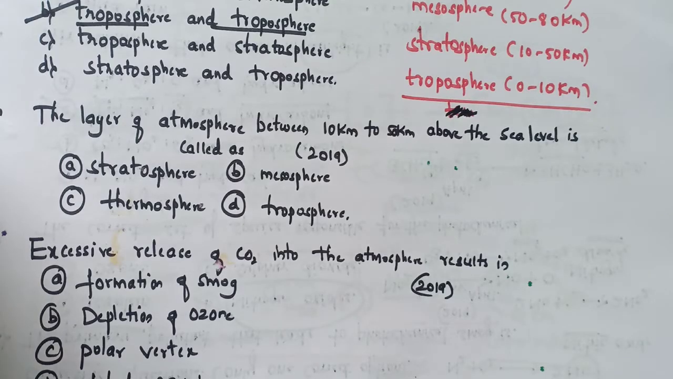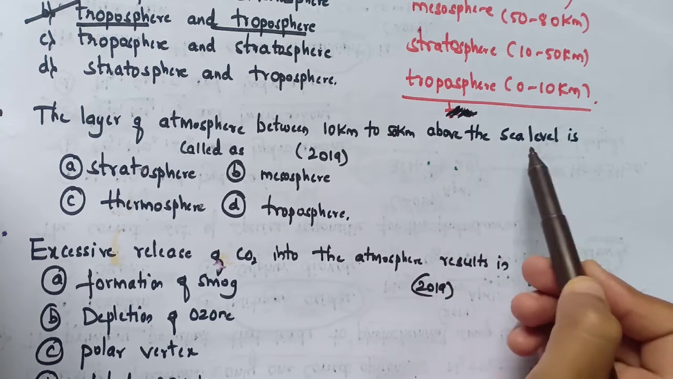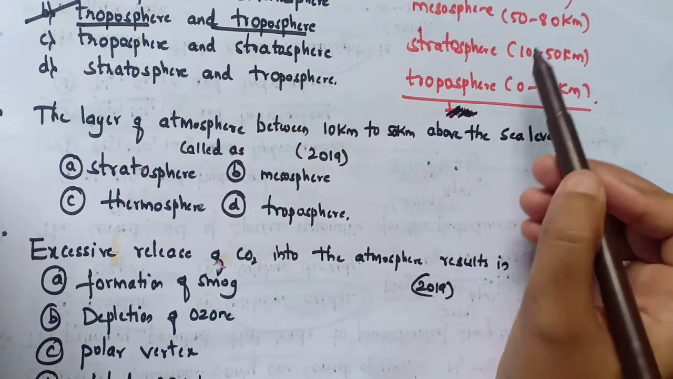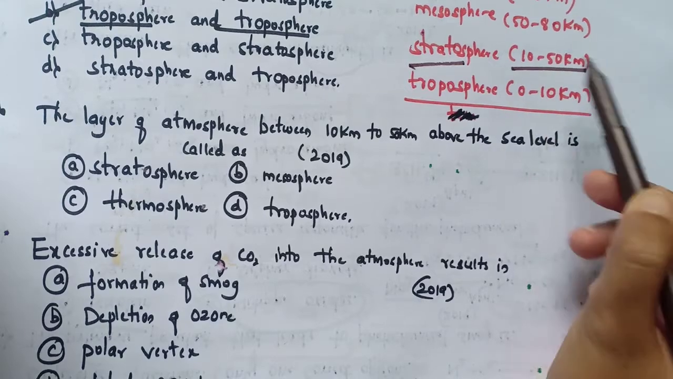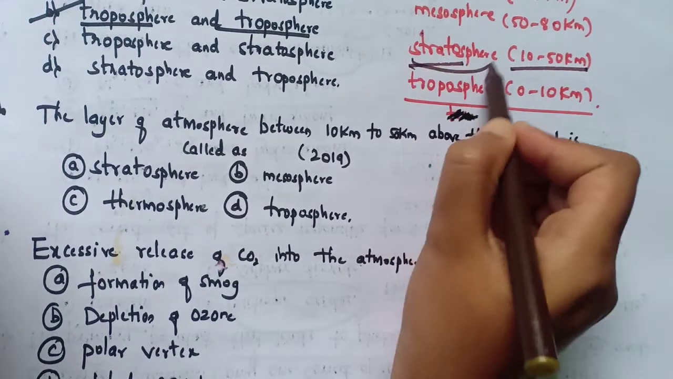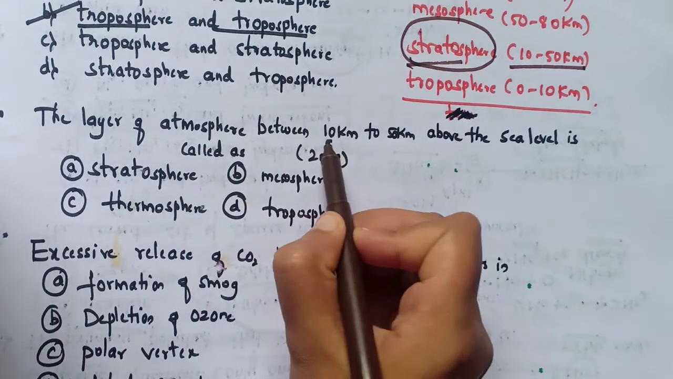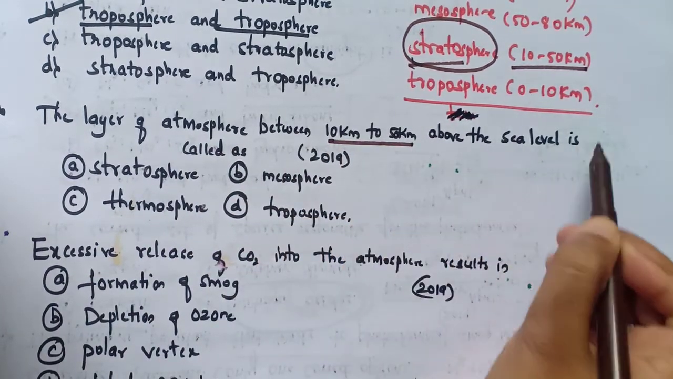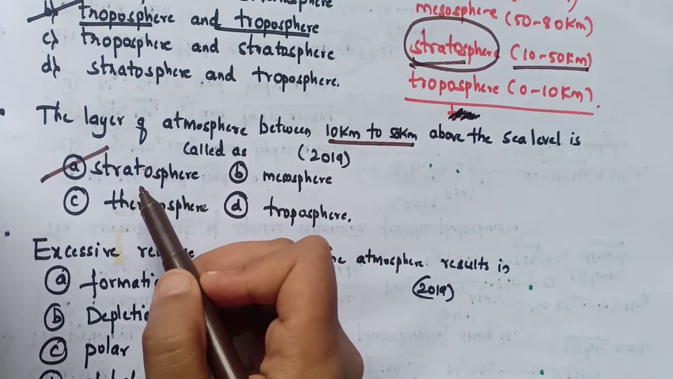And the fifth question is, the layer of atmosphere between 10 kilometers to 50 kilometers above the sea level is called as. So here I have represented the stratosphere, that is 10 to 50 kilometers, then comes the mesosphere, that is 50 to 80 kilometers. So the stratosphere is the correct answer. The layer of atmosphere between 10 kilometers to 50 kilometers above the sea level is called the stratosphere. Option A is the correct answer for this.